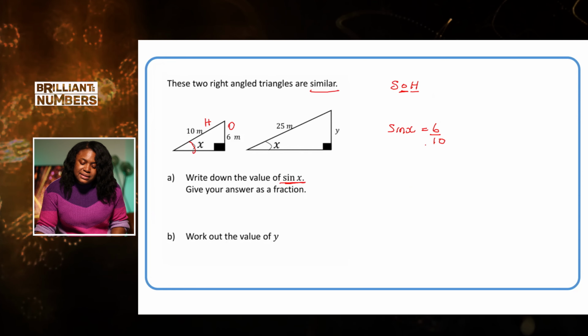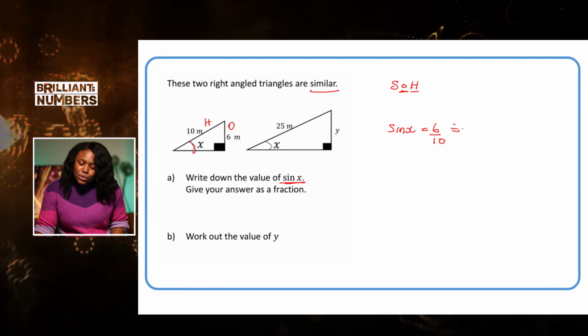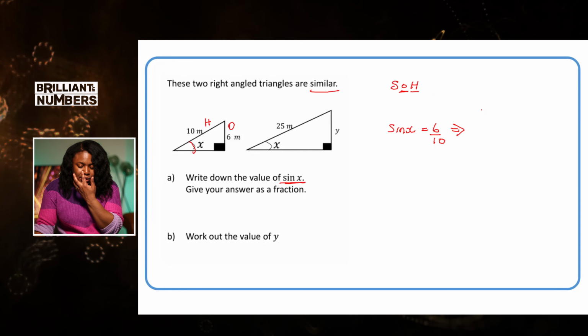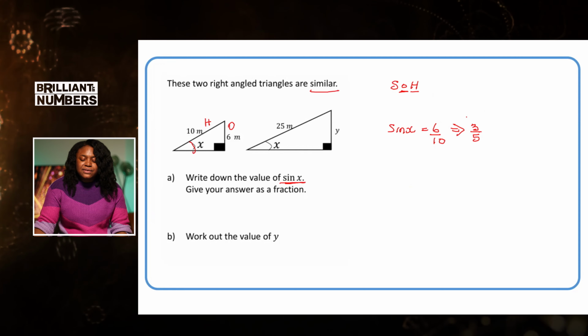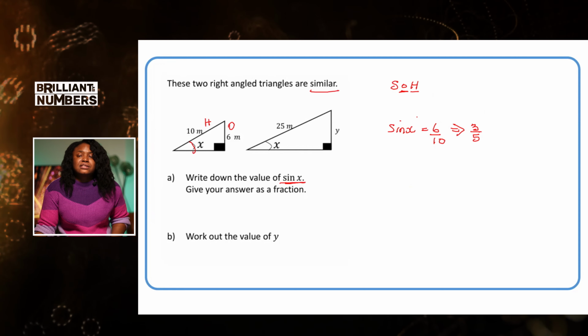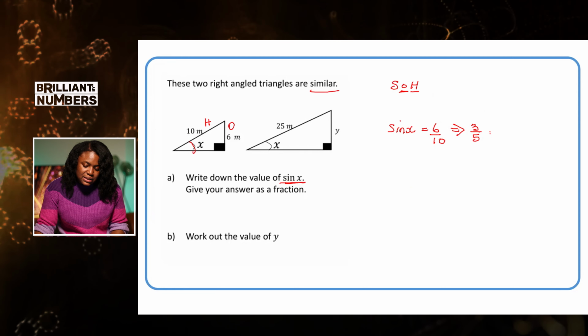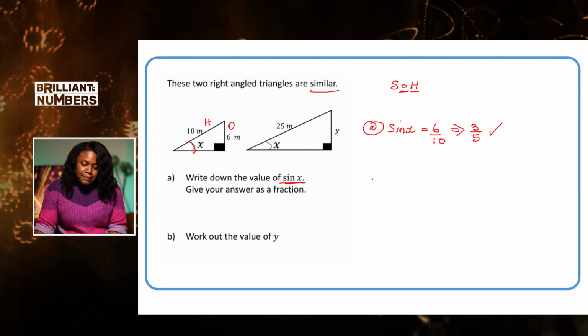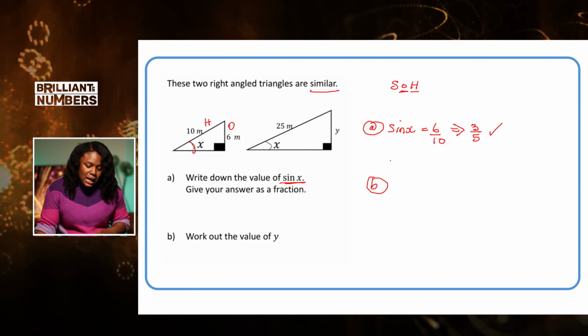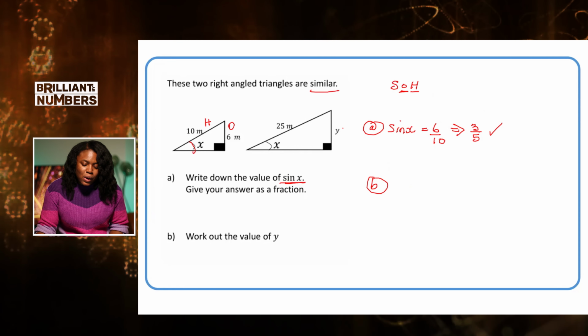So now we need to simplify this. We can half both numbers. So half of 6 is 3 and half of 10 is 5. So therefore, sine x is equal to 3/5. We tick that off. We're finished with part A. Now part B asks us to work out the value of y.